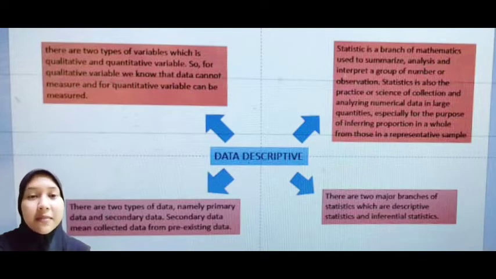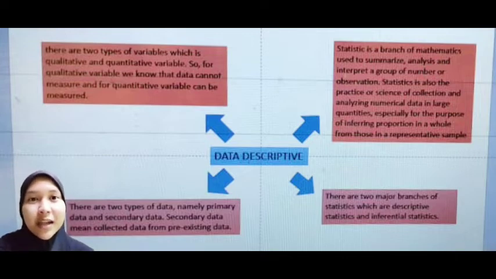Statistics is a branch of mathematics used to summarize, analyze, and interpret a group of numbers or observations. Statistics is also the practice or science of collecting and analyzing numerical data in large quantity, especially for the purpose of inferring proportions in a whole from those in representative samples. There are two major branches of statistics, which are descriptive statistics and inferential statistics.